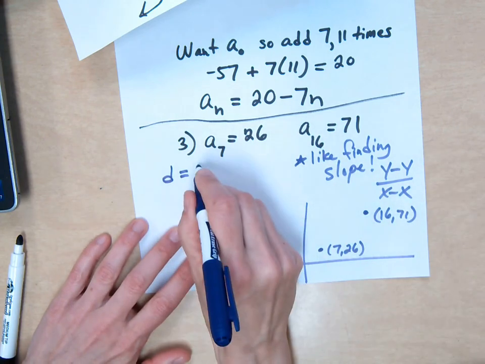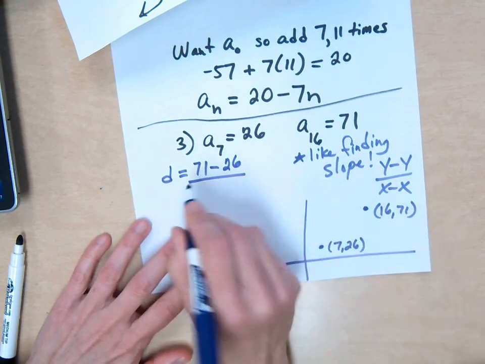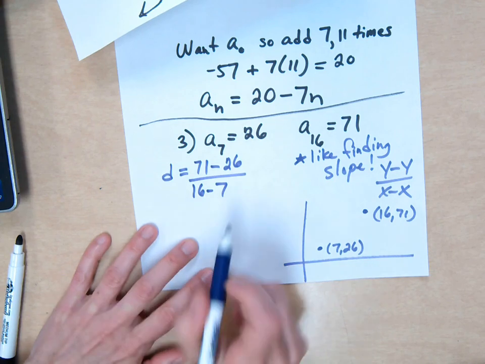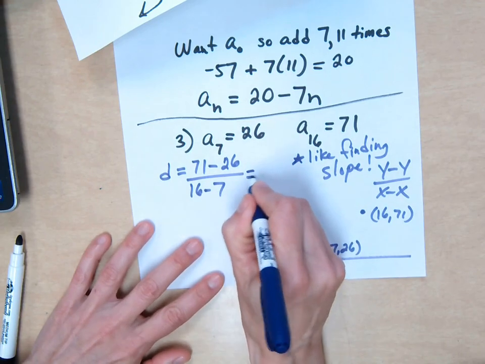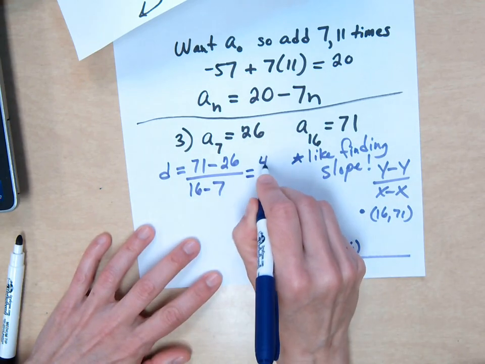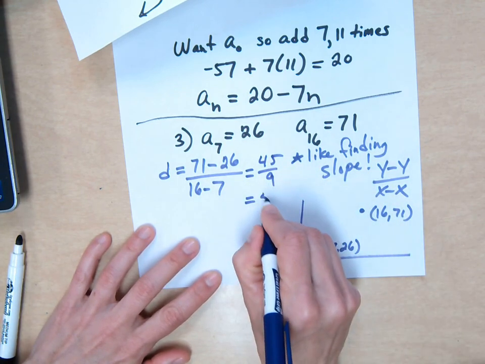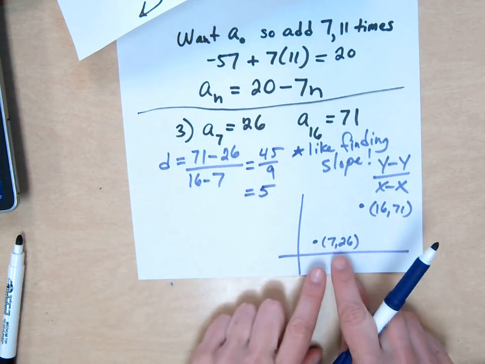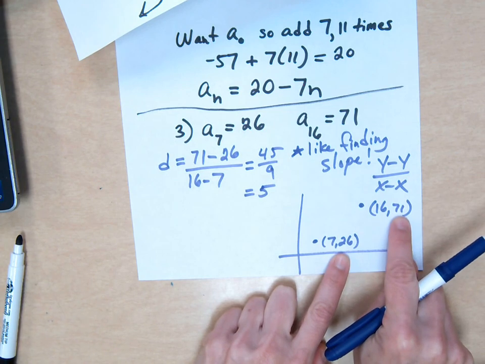So this is great review, and you're connecting it to other things. So 71 minus 26 over 16 minus 7. That's how you find the common difference. You take the terms, subtract them, and then you take the term numbers and subtract them. And so you get 45 over 9 if you just do the arithmetic. No pun intended. And 5 is that common difference. If you keep adding 5, 9 times, you'll go from 26 to 71.